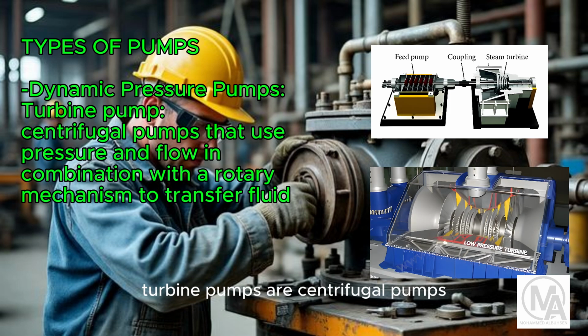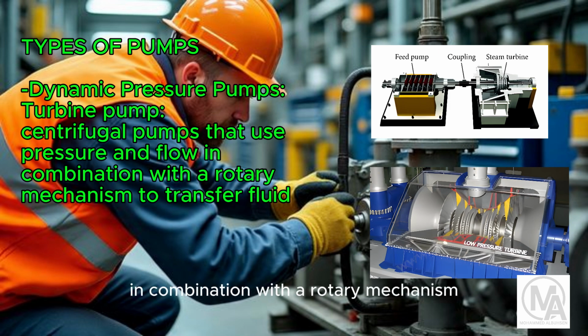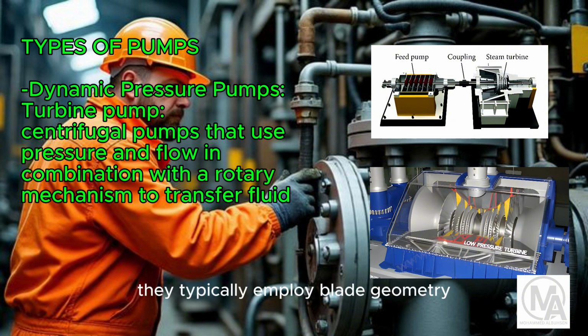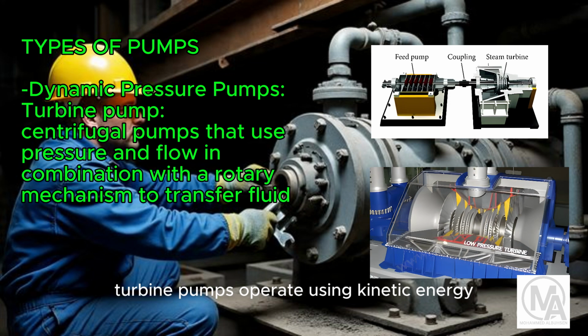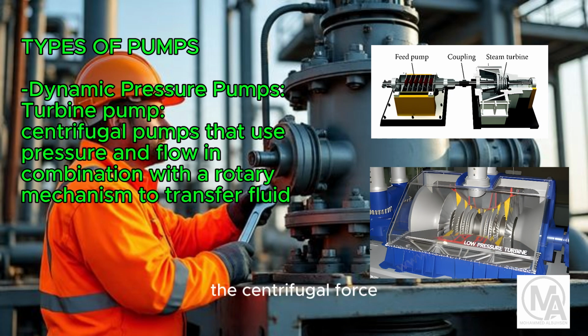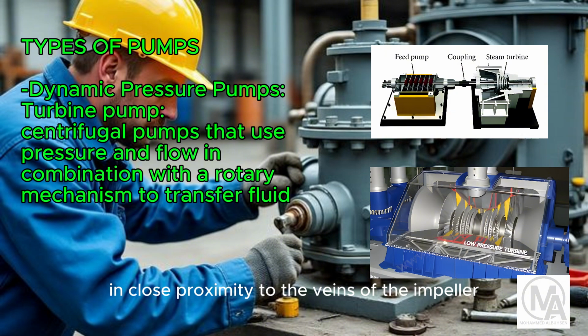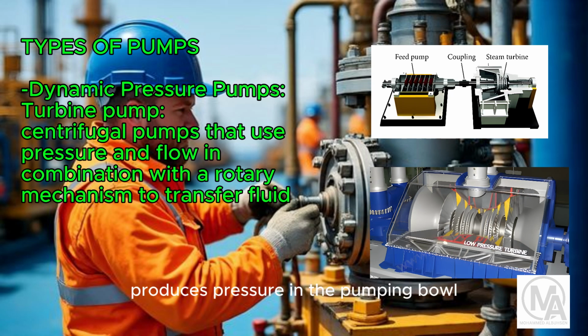Turbine pumps are centrifugal pumps that use pressure and flow in combination with a rotary mechanism to transfer fluid. They typically employ blade geometry, which causes fluid circulation around the vanes to add pressure from inlet to outlet. Turbine pumps operate using kinetic energy to move fluid utilizing an impeller. The centrifugal force drives the liquid to the housing wall in close proximity to the vanes of the impeller or propeller. The cyclical movement of the impeller produces pressure in the pumping bowl. The shape of turbine pumps also contributes to suction and discharge rates.